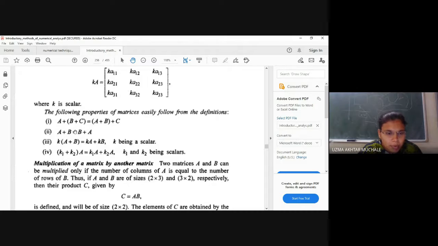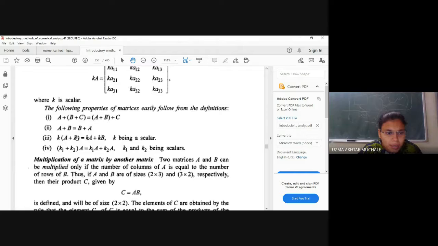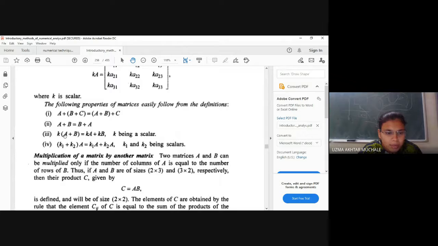And this is the second property. This is the abelian property with respect to addition. And this is a scalar, as we are going to show. If k is a scalar and we multiply, then it is equal to ka plus kb.